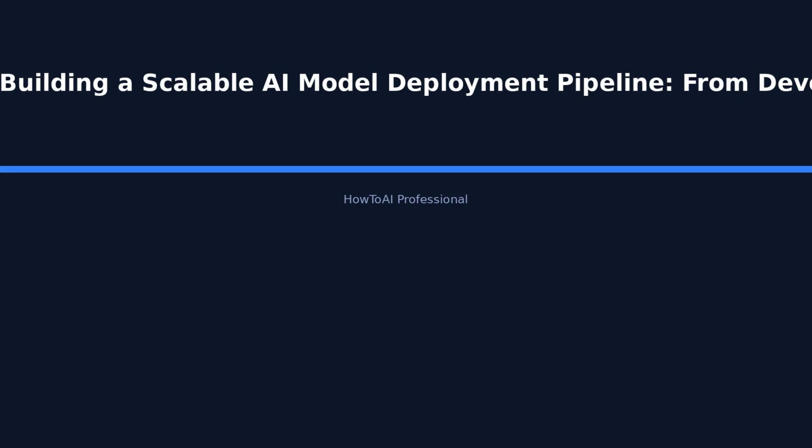Section 2: Overview of the pipeline stages. Now that we've established the importance of a deployment pipeline, let's break down the stages involved in building a scalable AI model deployment pipeline. The stages typically include 1. Model development. 2. Model training. 3. Model validation. 4. Model deployment. 5. Monitoring and maintenance. Each of these stages plays a vital role, and we'll discuss each one in detail to provide you with a comprehensive understanding.